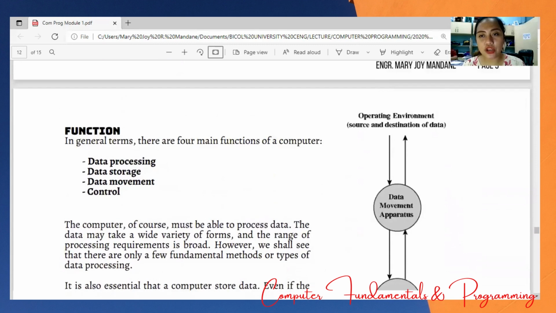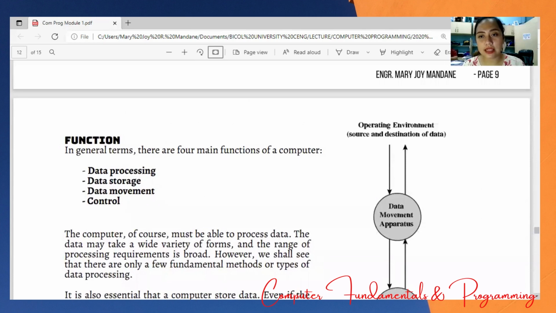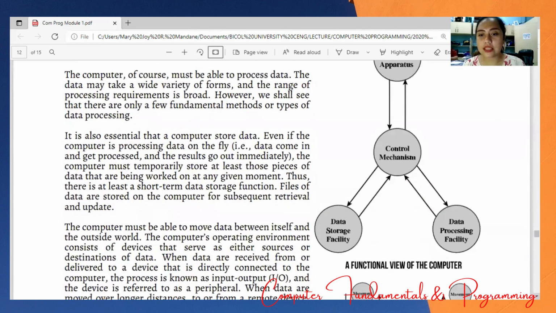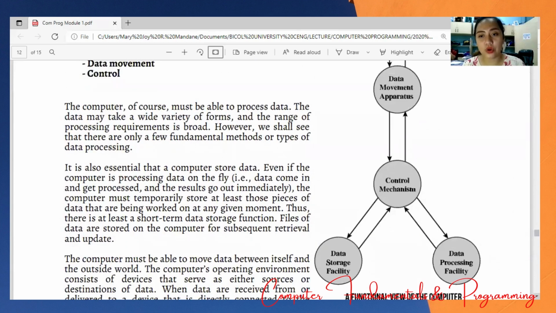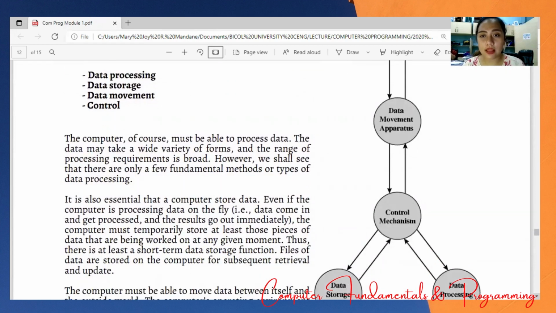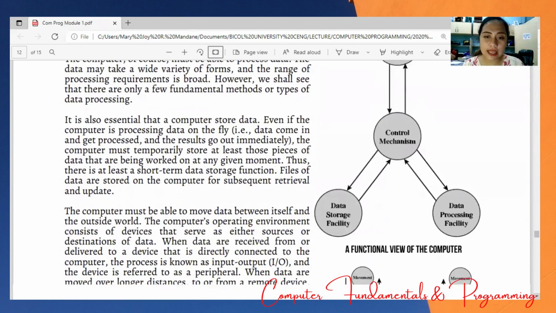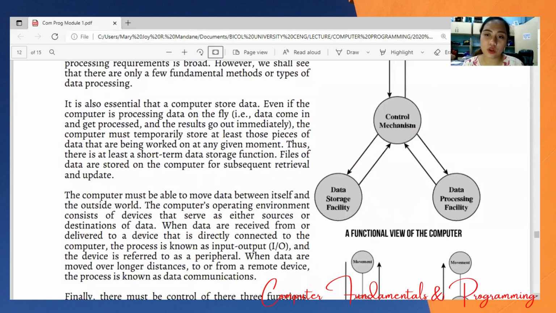So as you can see here at our right side, this is the operating environment, source, and destination of data. So this is a functional view of the computer. So dito yung control system. So from yung data, parang cycle lang din siya. Yung control mechanism papunta sa data movement apparatus, going to the operating environment, then operating environment, going to the data movement apparatus, control mechanism, data storage facility, then punta na naman sa control mechanism. Ganun din, parang nagkaroon ng breaking down dun sa control mechanism, going to the data storage facility and data processing facility.